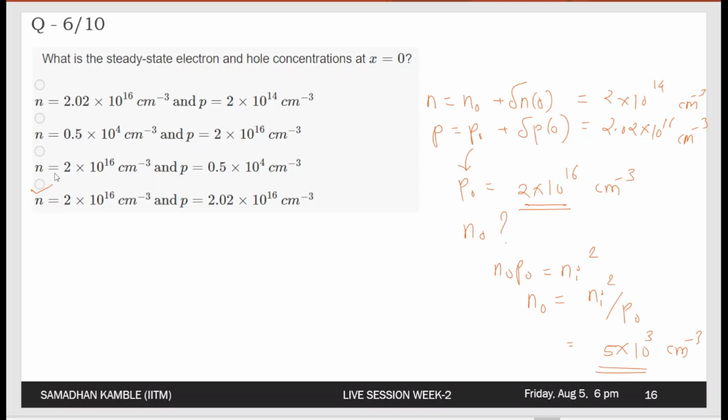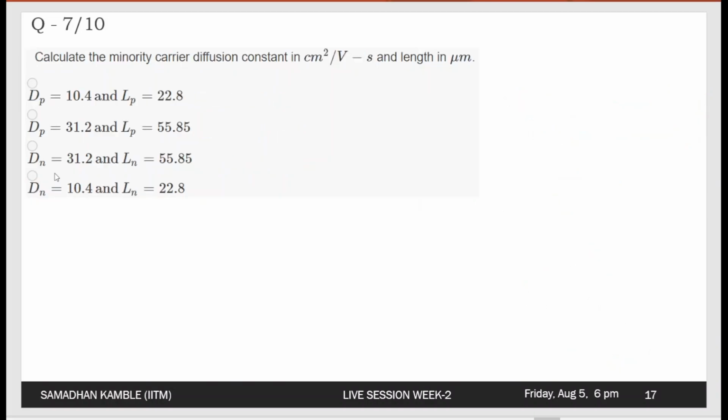Moving on to problem number 7, which is also based on the previous data that we summarized. Calculate the minority carrier diffusion constant in the unit of centimeters. Okay, I think this is also wrong. The unit has to be centimeter square per second, as we saw numerous times that the diffusion constant is given in centimeter square per second, and length we have to determine in micrometer.